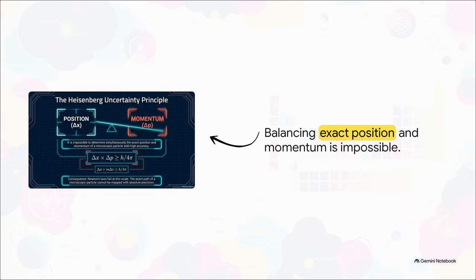And bringing that dual nature into focus leads us to a pretty huge problem for classical physics. The crucial point here is Heisenberg's uncertainty principle. Heisenberg mathematically proved that it is utterly impossible to simultaneously determine both the exact position and momentum of a microscopic particle with high accuracy. Newton's laws just completely fail at this scale. We literally cannot map a microscopic particle's exact path with absolute precision.